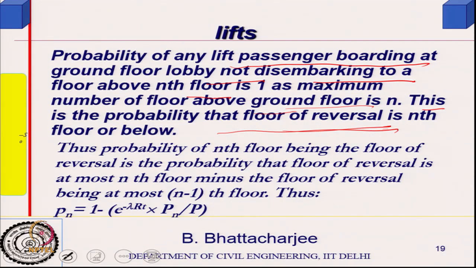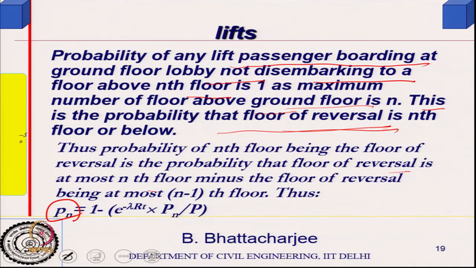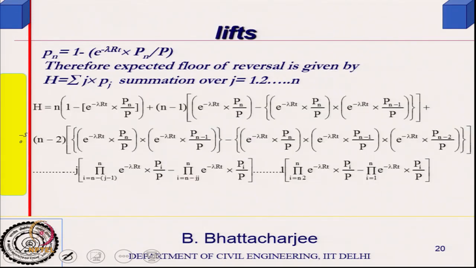The probability of the nth floor being the floor of reversal is the probability that the floor of reversal is at most the nth floor minus the floor of reversal being at most the n minus 1th floor. Whatever I said, I am just putting in algebraic terms now. So the probability of the nth floor being the floor of reversal is this. If you have any other floor, it will be something like this.